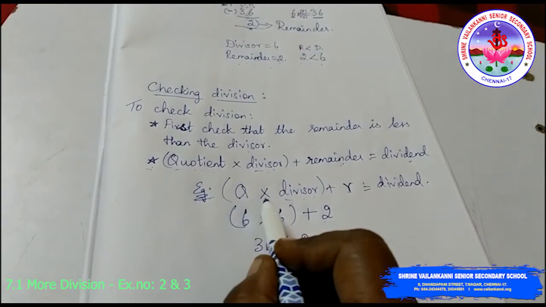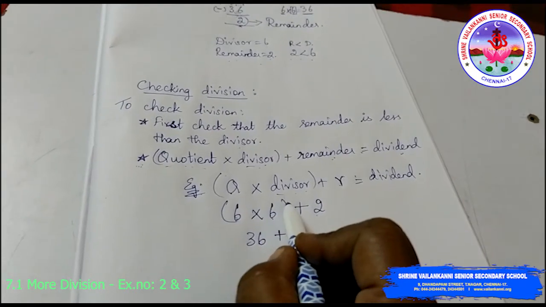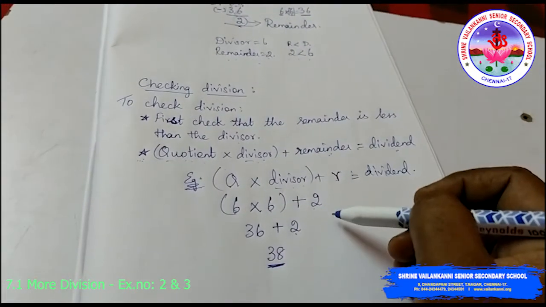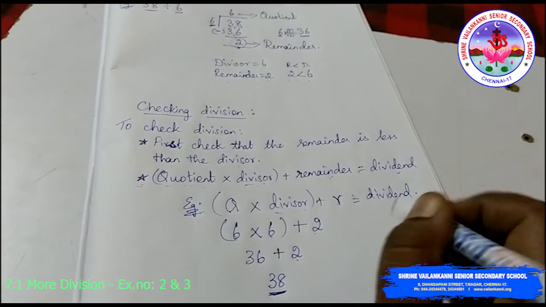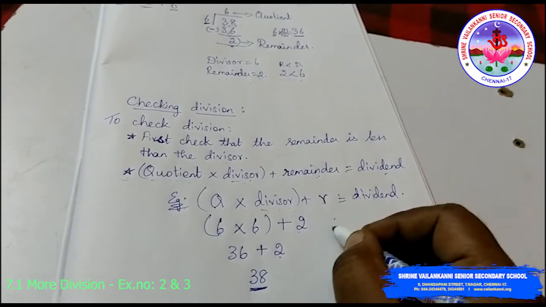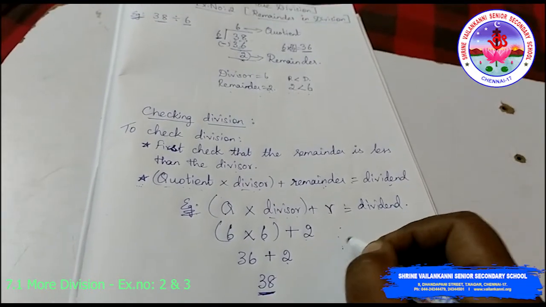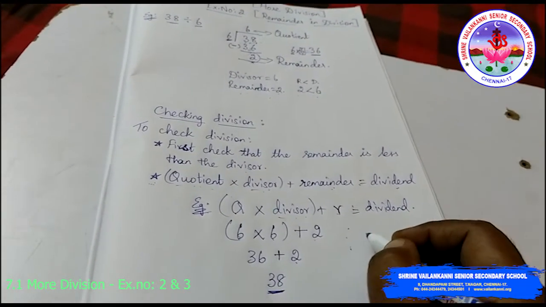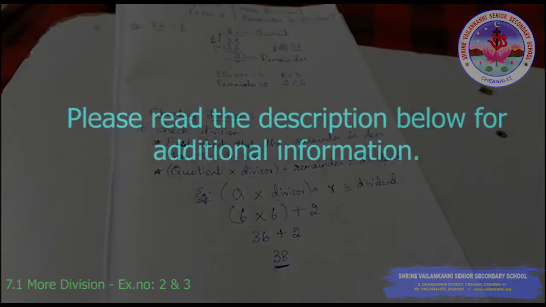You have to use these two checking processes. If both of these checks hold, your division is correct. Hope you have understood. Thank you, children.